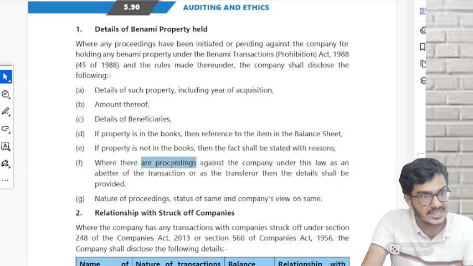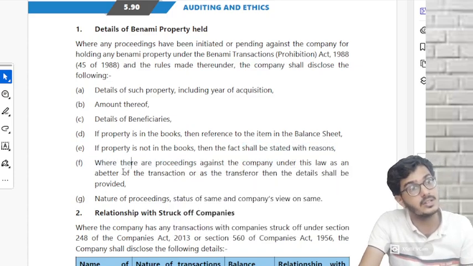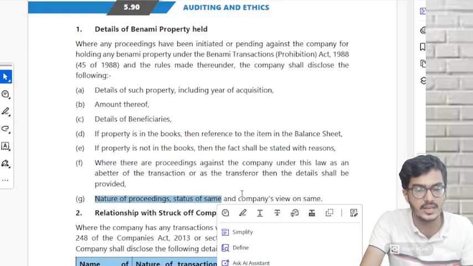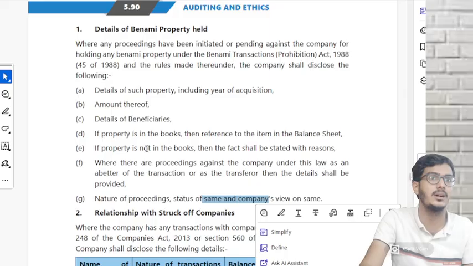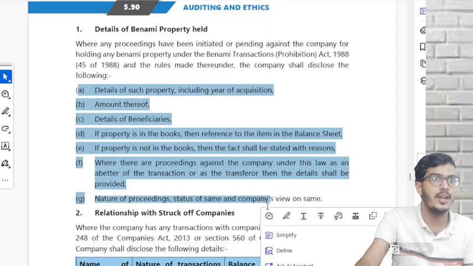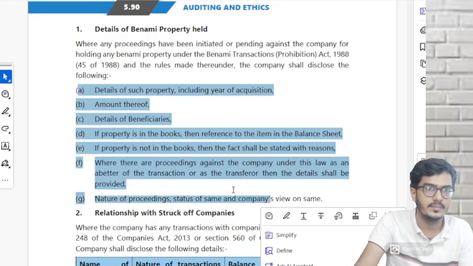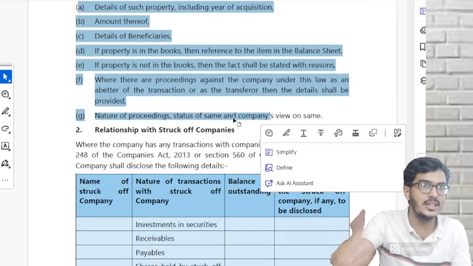Where there are proceedings against the company, if some suit is going on, give disclosure about those proceedings: nature of the proceedings, status of the same, and the company's view on the same. Just write this A, B, C, D, F, G, and they'll give you 5 marks. Understood? So this is individual question number 1.